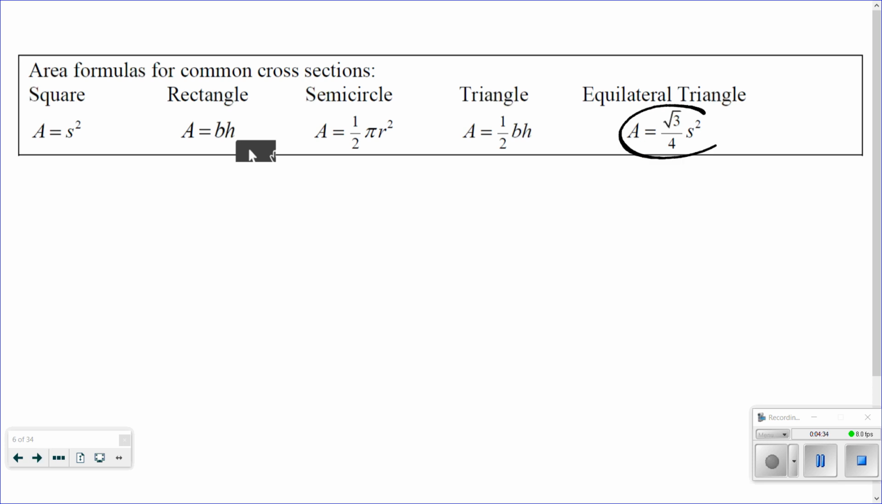The equilateral triangle is probably something that we're not familiar with. That's just something you're going to memorize. If it's an equilateral triangle, you can actually just find one side, right?